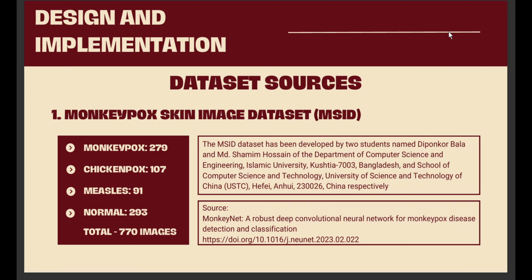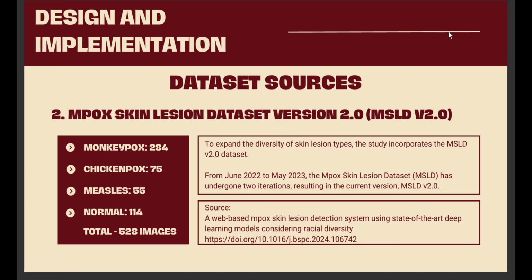The first dataset used is the Monkeypox Skin Image Dataset. It was developed by Diponkar Bala and Md Shahin Hossain from the Islamic University in Bangladesh and the University of Science and Technology of China. The second dataset is the Monkeypox Skin Lesion Dataset version 2.0, or MSLD v2.0. This dataset expands lesion diversity and includes more skin tone variations. It was iteratively developed from June 2022 to May 2023.